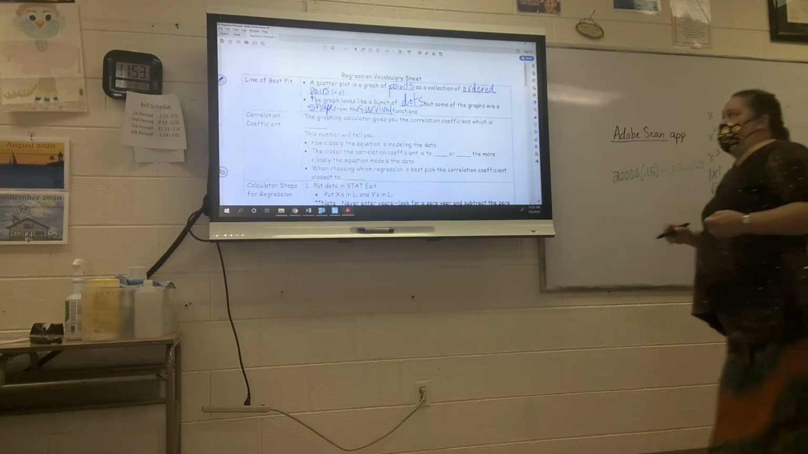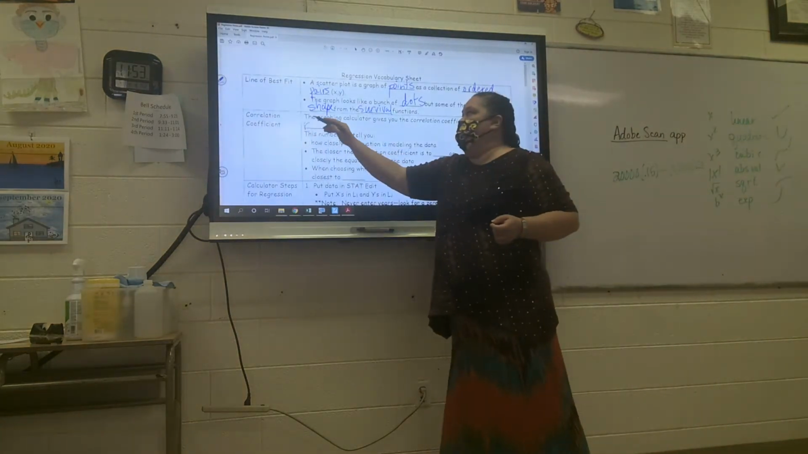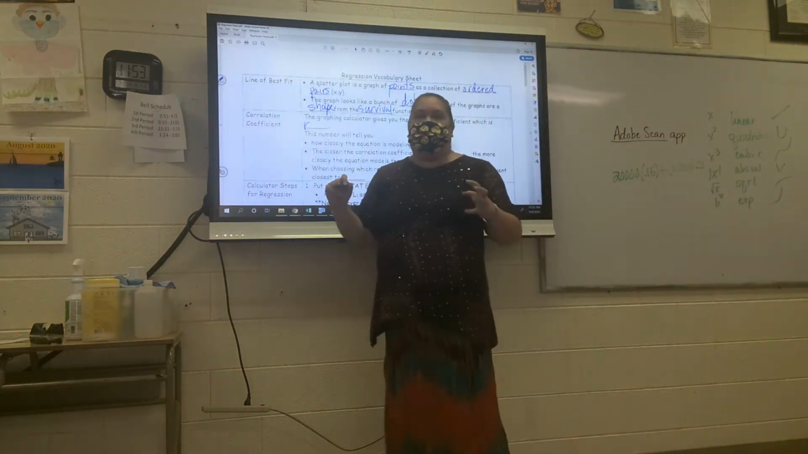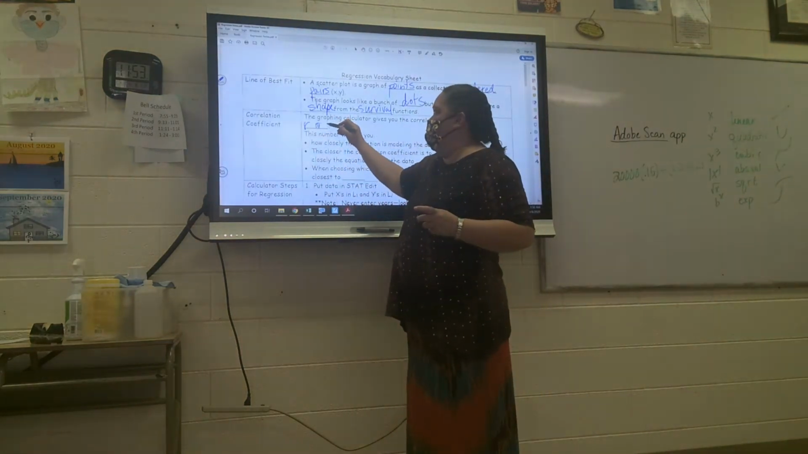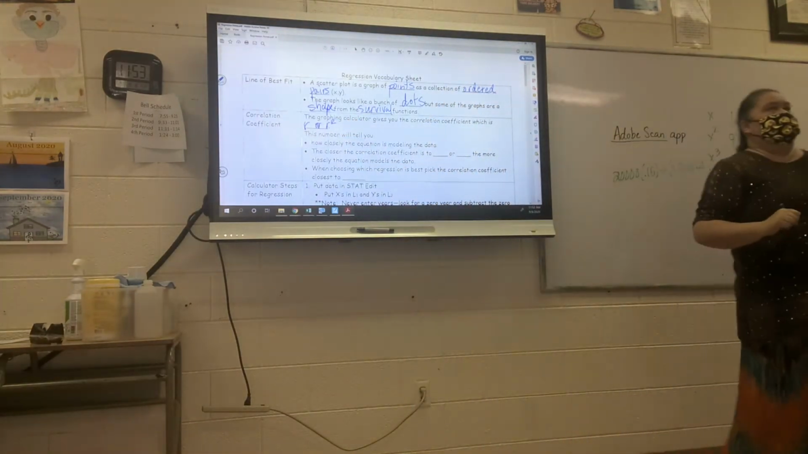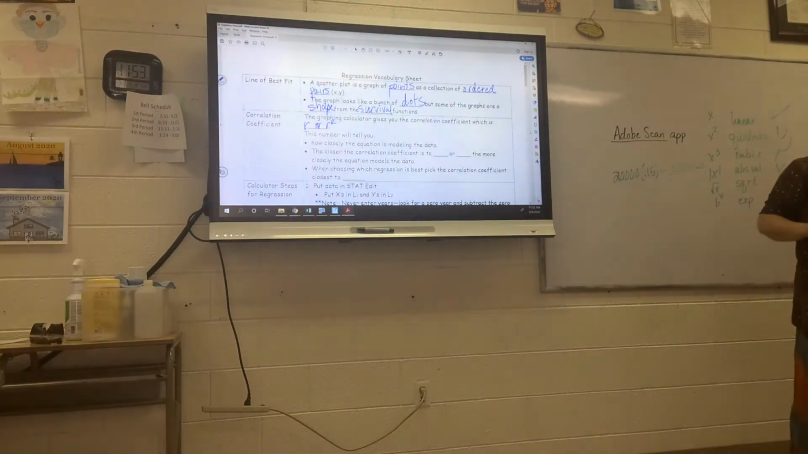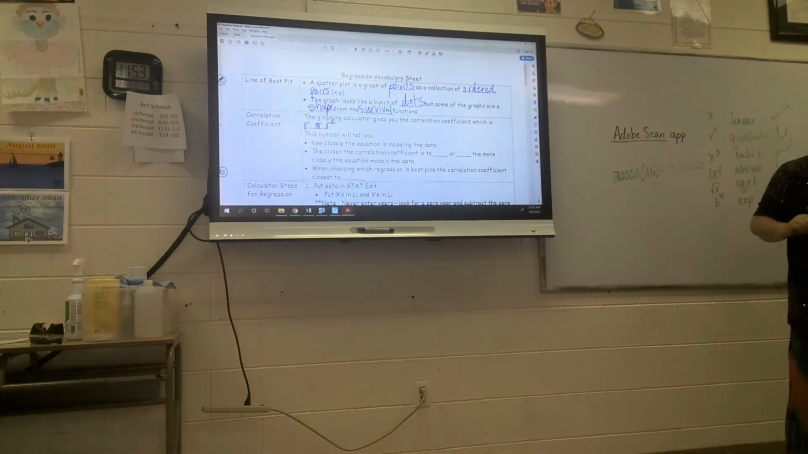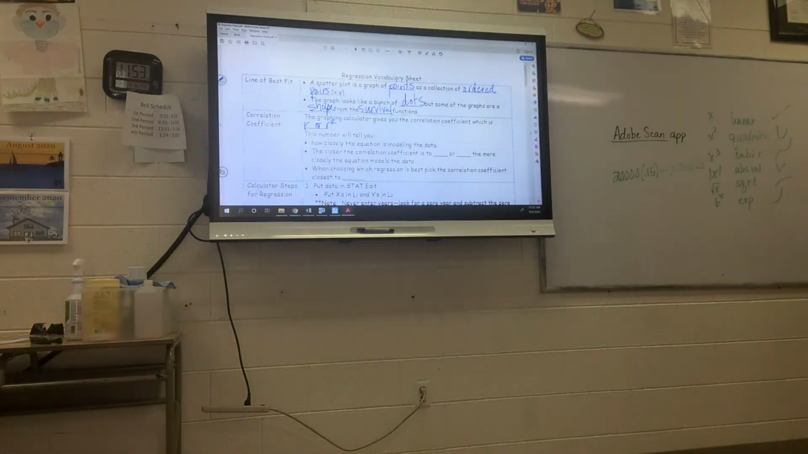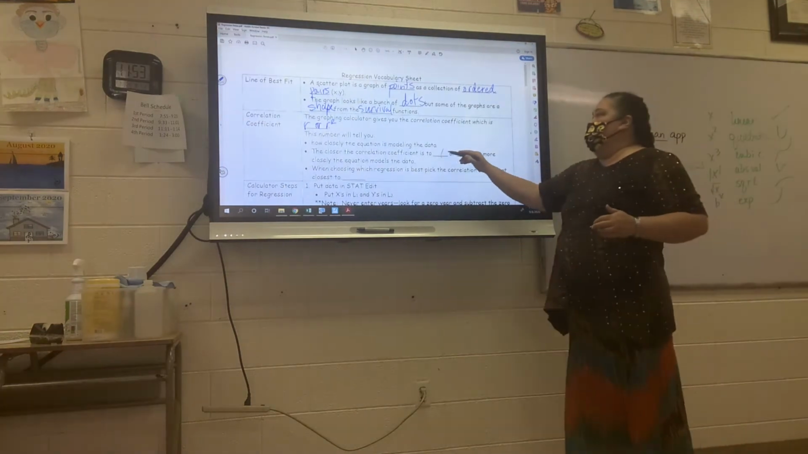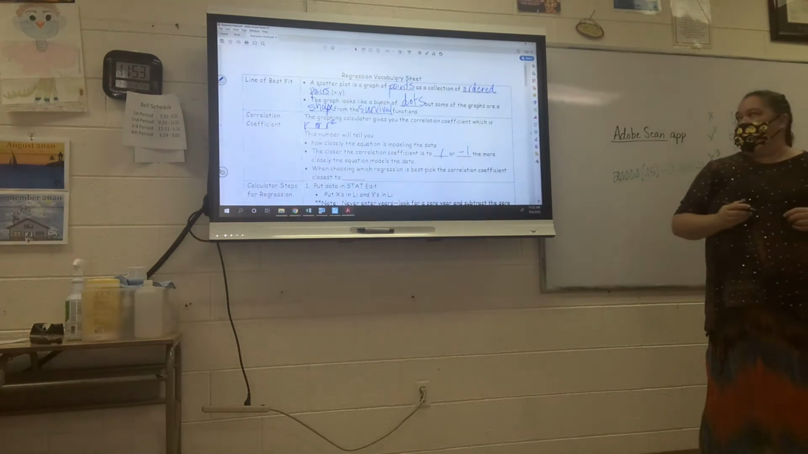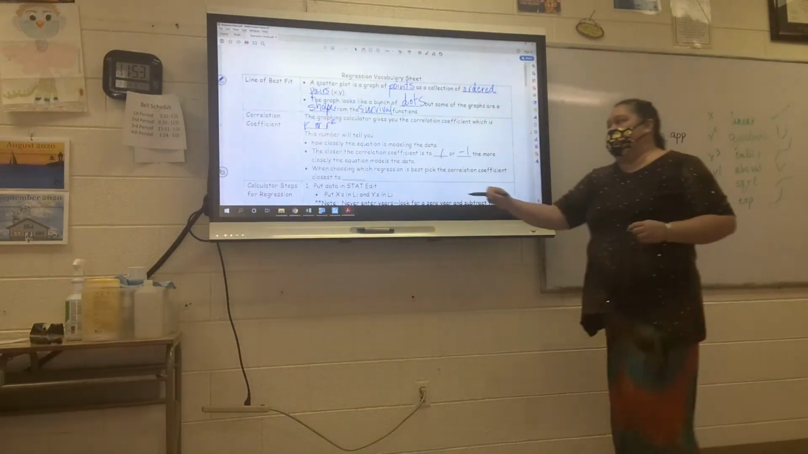The graphing calculator gives you the correlation coefficient, which is R, and some of them don't have R, they just have R squared. Technically R squared is not the correlation coefficient, but we're going to say R squared, okay? This number tells you how closely the equation models the data. The closer the coefficient is to 1 or -1, the more closely the equation models the data. When choosing which regression is best, pick the correlation closest to 1.